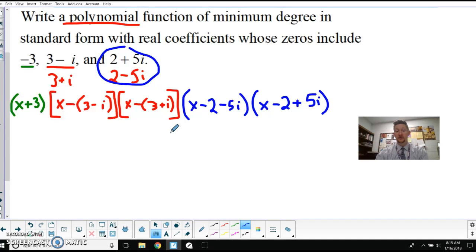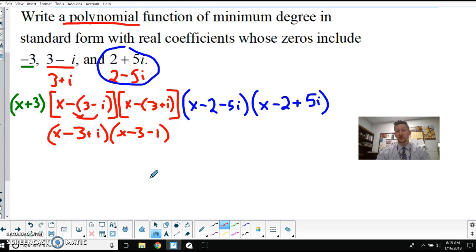Now, I could have done that to these in red, but again, if you're new to this, I would do this step to make sure I don't screw up any negative signs or things like that. So at this point, with the two expressions in the red, I'll distribute the negative signs, and I'll have x minus 3 plus i for one factor, and then I'll have x minus 3 minus i for the other factor.